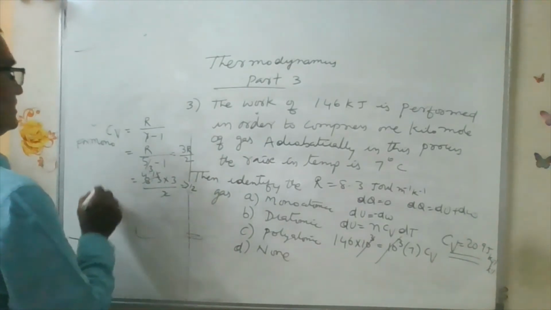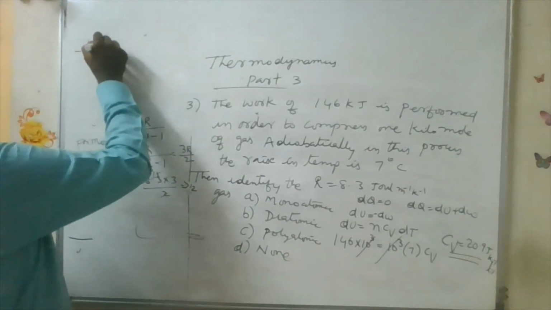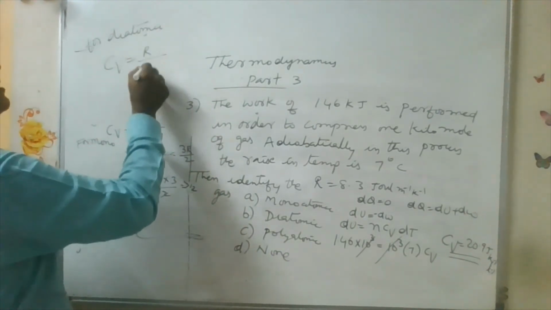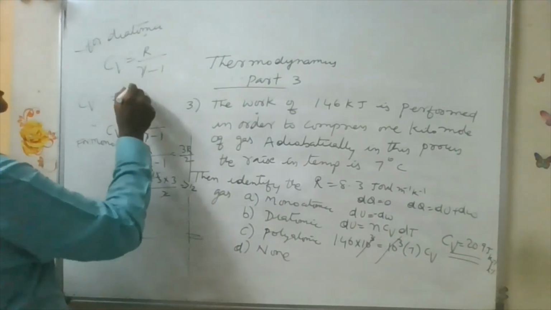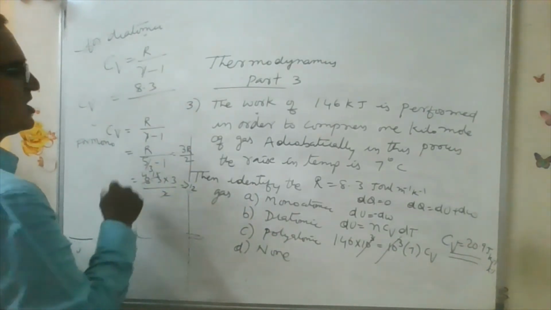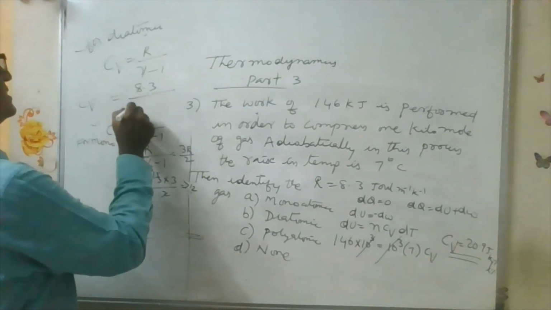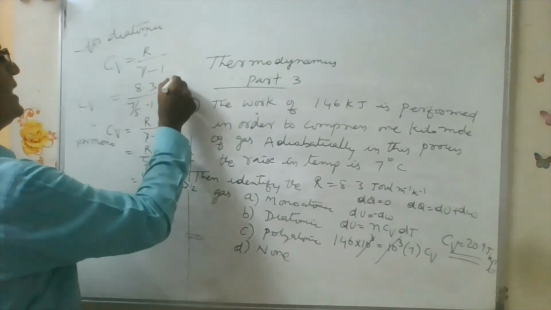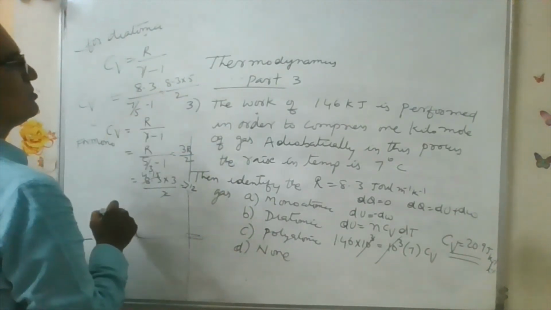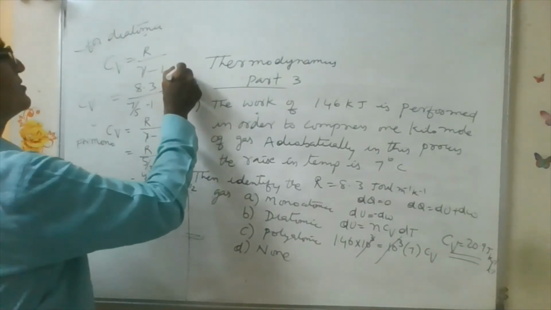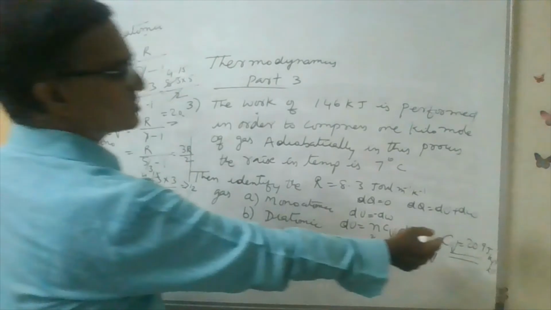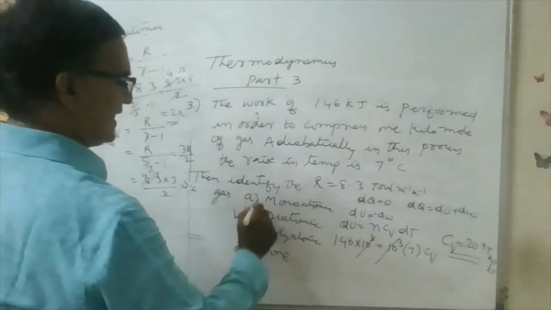Now Cv for a diatomic gas. How much are you getting? R by gamma minus 1. This is checking, most important. It is like testing how, based on all formulas, you need to work out. This is 7 by 5 minus 1, so 8.3 into 5 by 2, that is 20.75. Almost it is 20 only. So it is a diatomic gas.